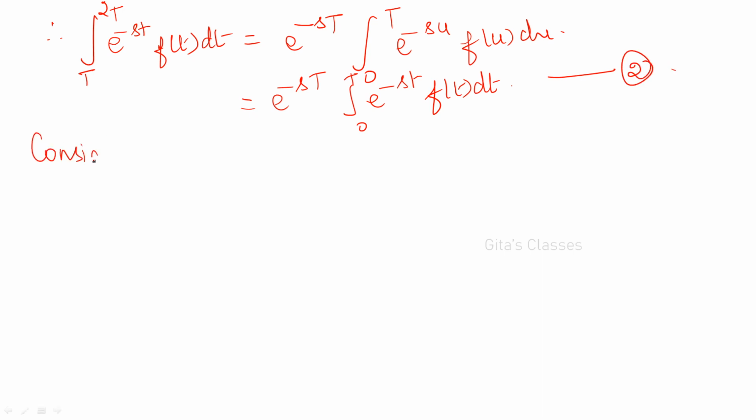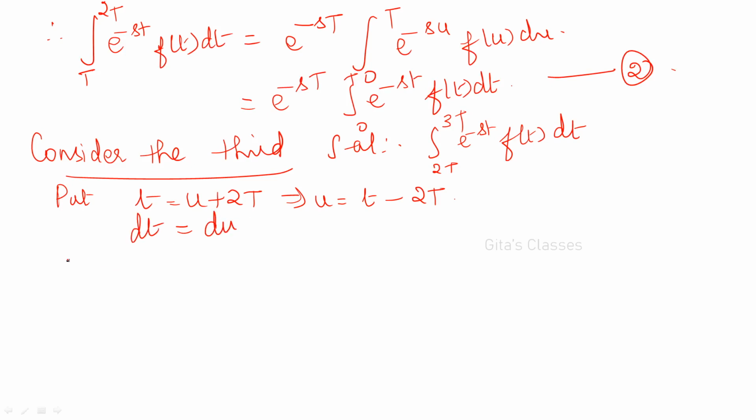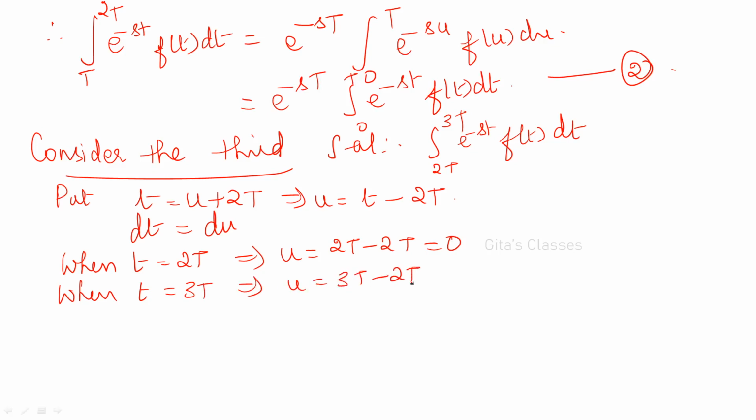Similarly, consider the third integral. What is the third integral? Integral 2T to 3T e power minus st f of t dt. That is the third integral. So, now in this you substitute t is equal to u plus 2T. This implies u is equal to small t minus 2T. Okay. So, whenever you are changing the variable, three more things you have to do, I told you. So, dt is equal to du. And when t is equal to 2T, u is equal to 2T minus 2T, which is 0. When t is equal to 3T, u is equal to 3T minus 2T, which is capital T.